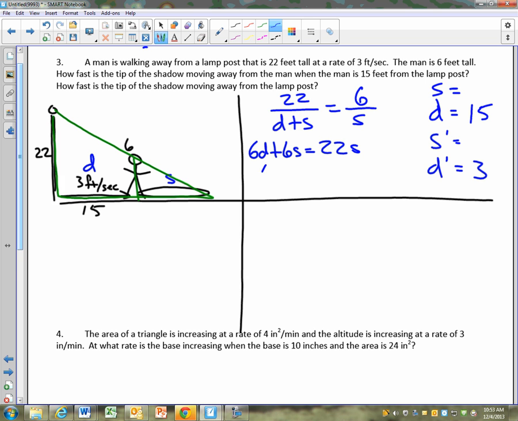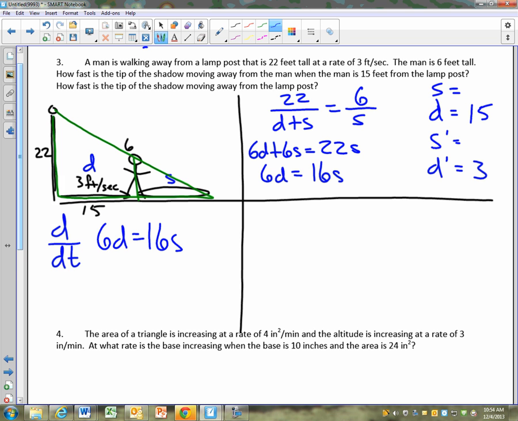Subtract the 6S, I get 6D is equal to 16S. Just leave it, that's fine to me. We're taking the derivative with respect to time. Is D changing? It is. Because it's changing, you have to take the derivative first. So, I have the derivative of 6D equals 16S.